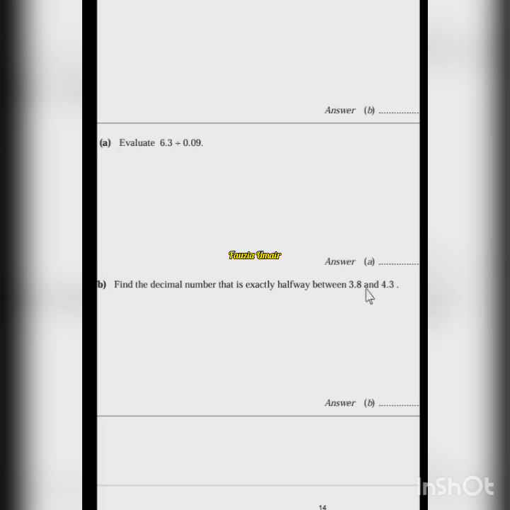I need to find a decimal exactly between these two decimals. So how should I solve? Meera? Add the two numbers together and divide them by 2. That's right. So add them together, 3.8 plus 4.3, and then divide them by 2.